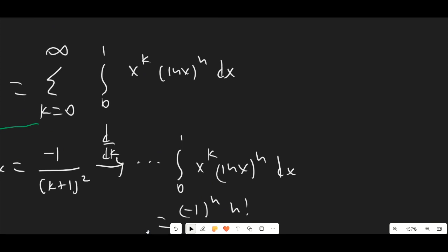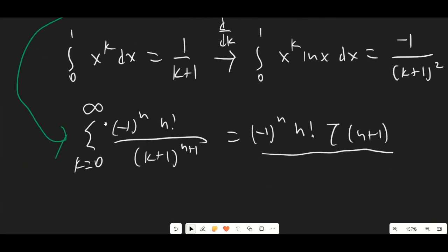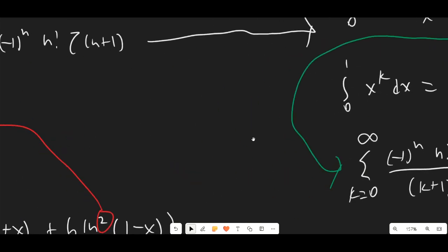So taking this expression right here and applying this formula right here, we get the sum from k equals 0 to infinity of negative 1 to the n times n factorial over k plus 1 to the n plus 1, which is just a representation of the zeta function. So we have negative 1 to the n times n factorial times zeta of n plus 1. So that's a quick little lemma that we're going to use. So let's go ahead and jump right into the problem.